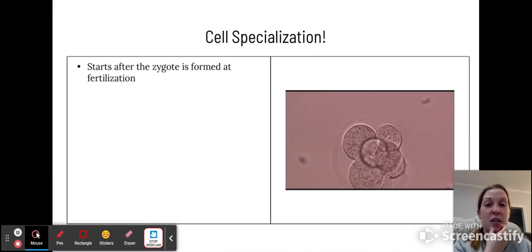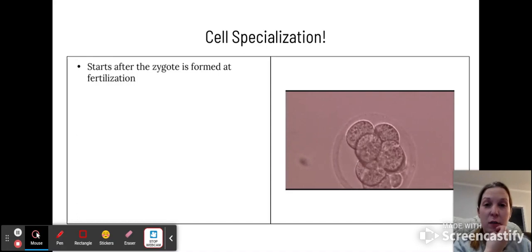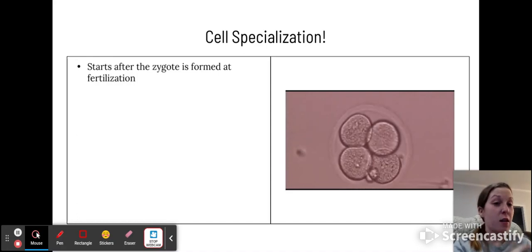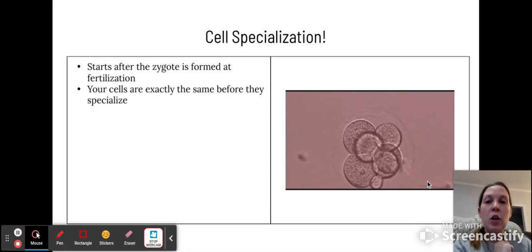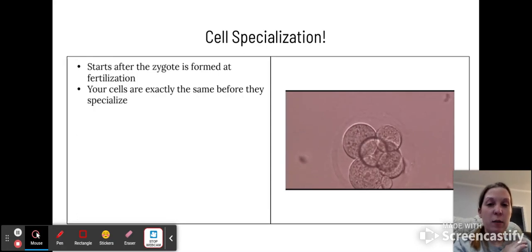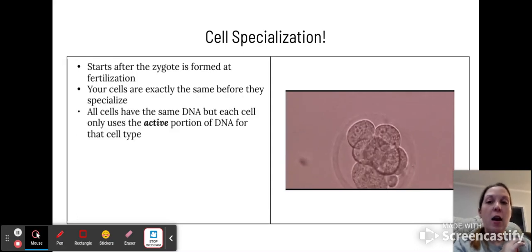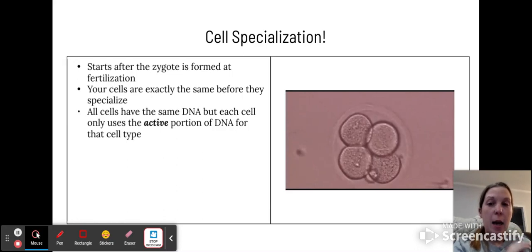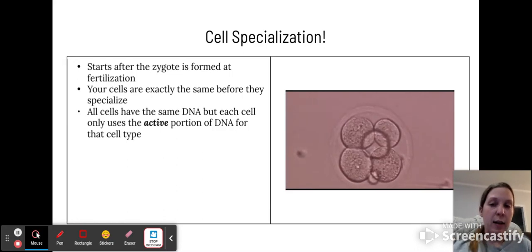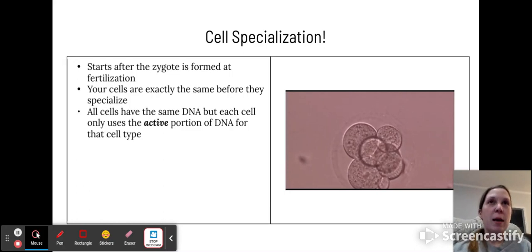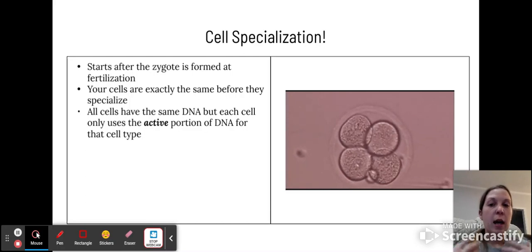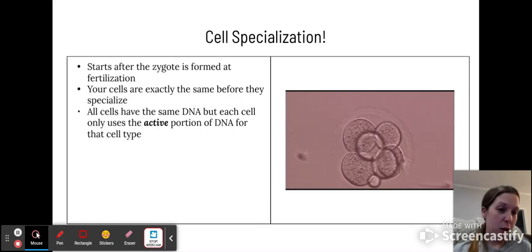So this actually starts after the zygote is formed at fertilization. So this starts right off the bat in an organism. Your cells are exactly the same before they specialize. And then all the cells will have the same DNA, but each cell only uses the active portion of DNA for that cell type. So the ones that are supposed to be muscle cells will only have the active part of their DNA for the muscles.